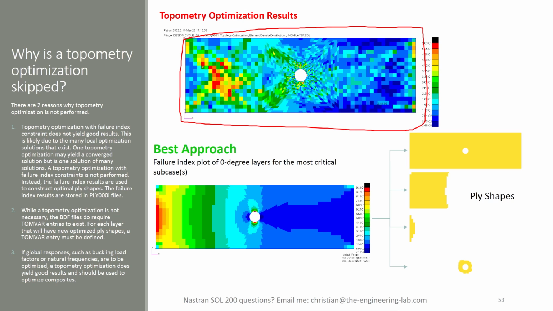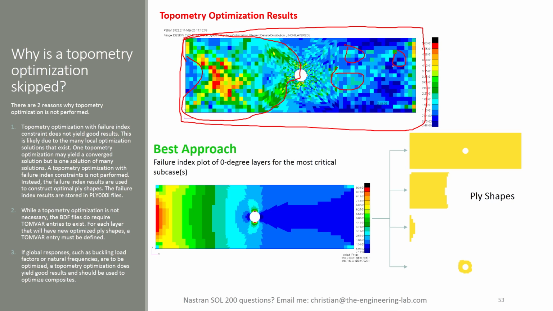And the fact is that when it comes to composites, there are thousands of local optimization solutions. This is why you're going to get these really odd results that you cannot interpret. Even though it's one of many solutions, it's unusable for us. Again, if you look at these results, you're going to ask yourself, okay, how do I build my ply shape? Should it look like this, or should it look spotty? What exactly is going on here?